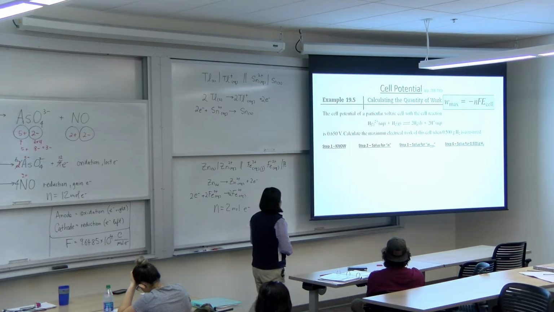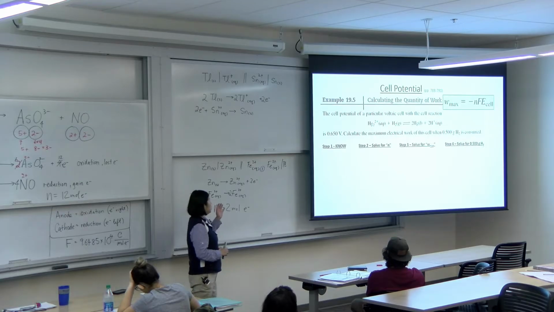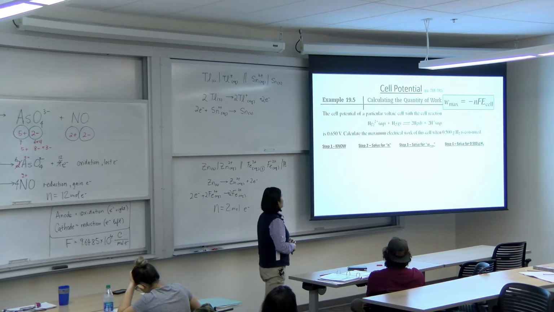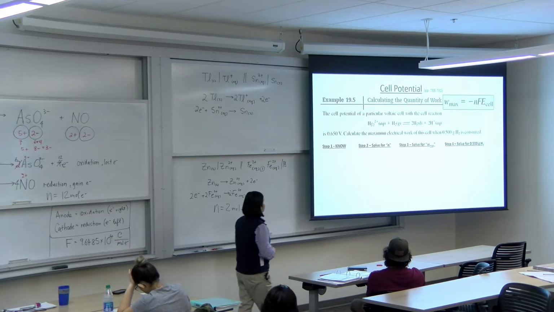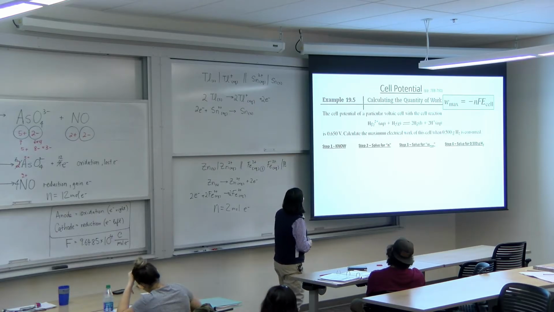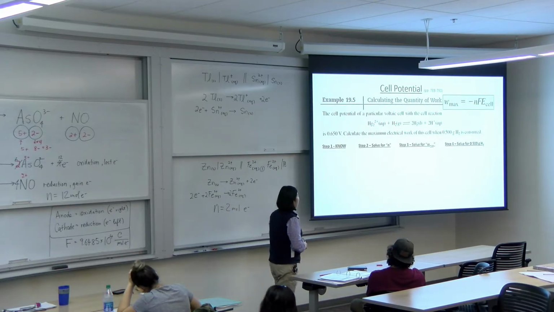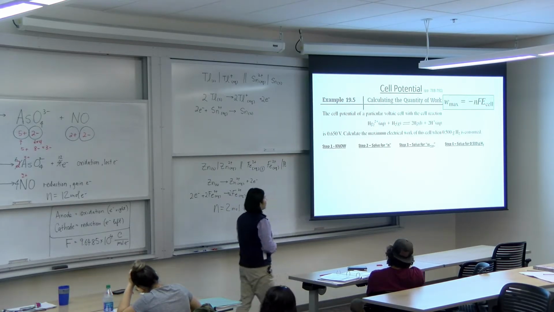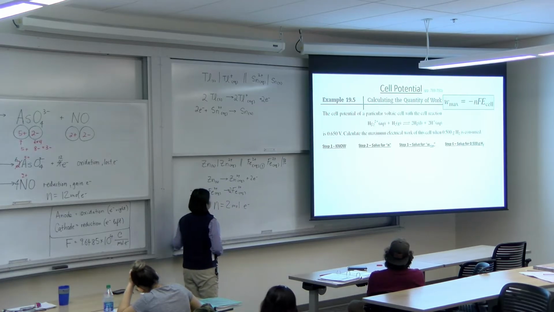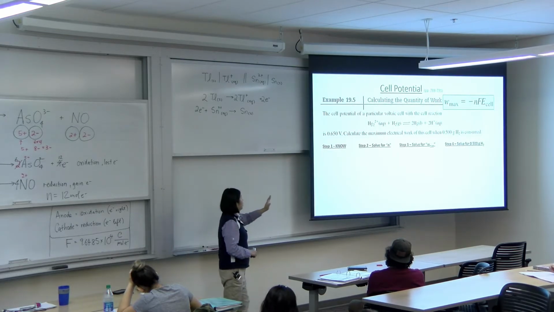cell. We're looking at the cell potential of a particular voltaic cell. And they gave you Hg2 2+ plus H2 gives you 2 Hg liquid plus 2 H pluses. And they say that the voltaic cell has a cell reaction, and it is 0.650 volts. So let's calculate the maximum electrical work of the cell when 0.5 grams of hydrogen is consumed. So they want you to calculate W max.